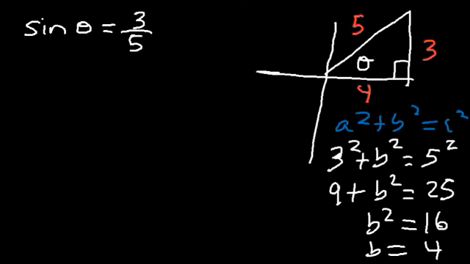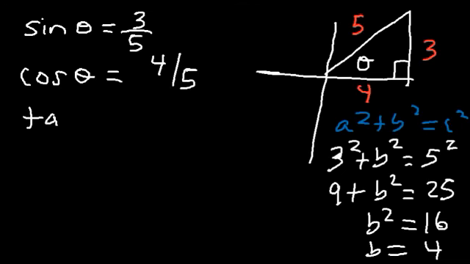Once you find the third side of the triangle, you could find the other trig functions. So cosine theta is adjacent divided by hypotenuse. So that's 4 over 5. And tangent theta is opposite over adjacent. So that's 3 over 4. So now that we have that, we can find the others.